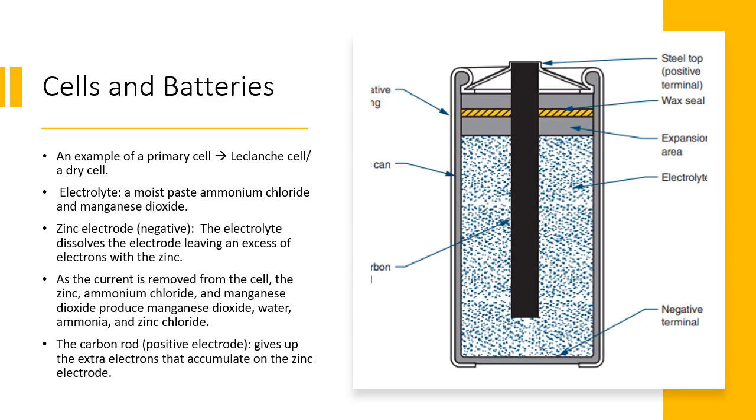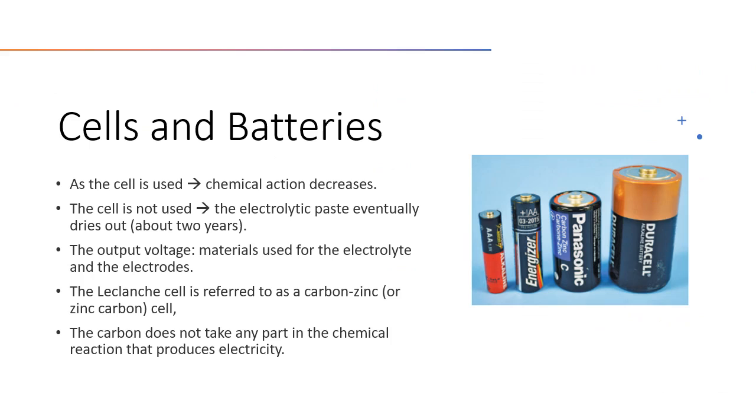As the current is removed from the cell, the zinc, ammonium chloride, and manganese dioxide produce manganese dioxide, water, ammonia, and zinc chloride. The carbon rod, center electrode, gives up the extra electrons that accumulate on the zinc electrode. This type of cell produces as much as 1.75 to 1.8 volts when used. A typical Leclanche cell has an energy density of approximately 120 watt-hours per pound. As the cell is used, the chemical action decreases, and eventually the resulting current ceases. If the cell is not used, the electrolytic paste eventually dries out. The cell has a shelf life of about 2 years.